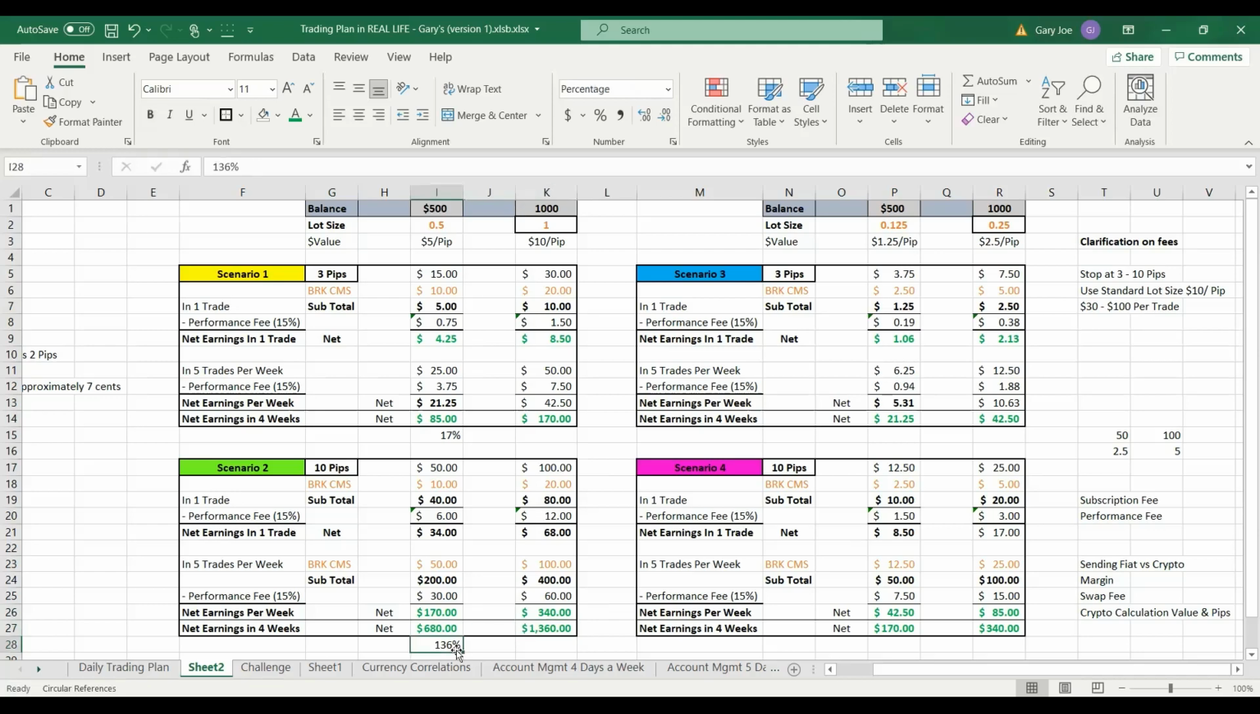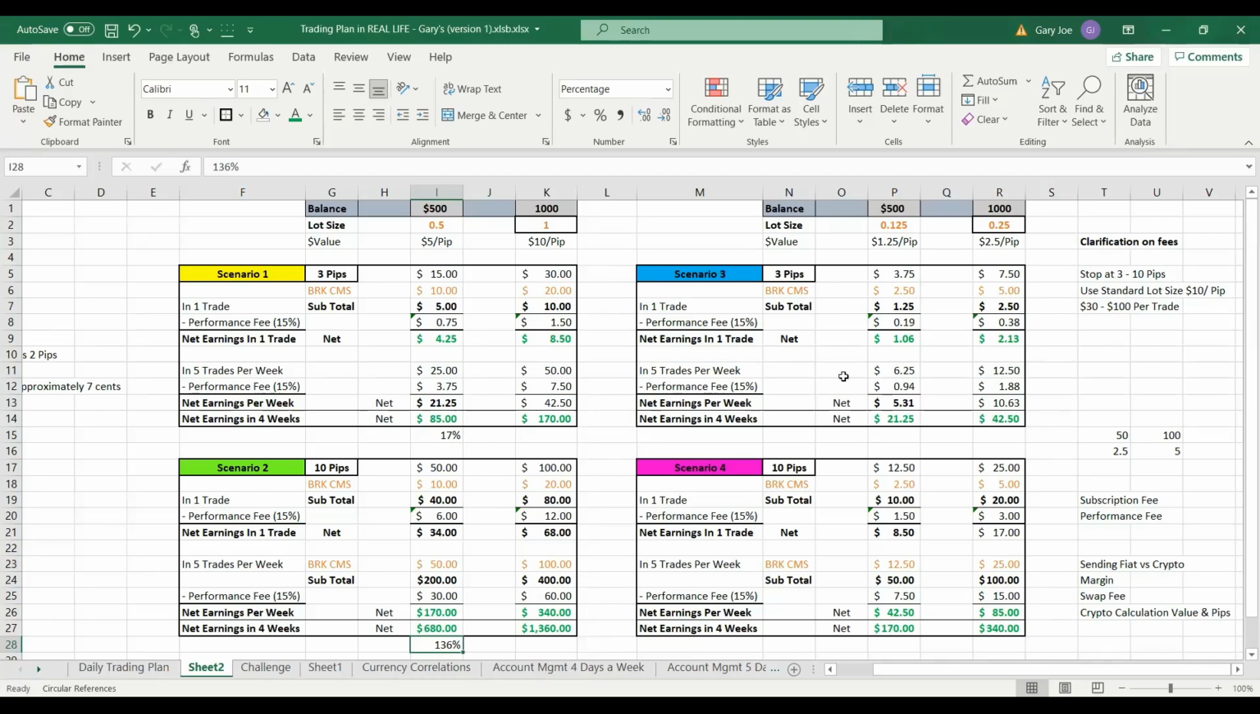That's 136% return. Okay, you made your $500 plus an additional $680. You made your $1,000 plus an additional $1,360. So it's 136% return. That's at getting 10 pips per trade, 5 trades a week over 4 weeks. Okay, so that's those scenarios.